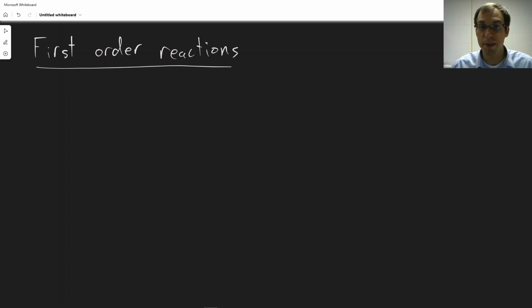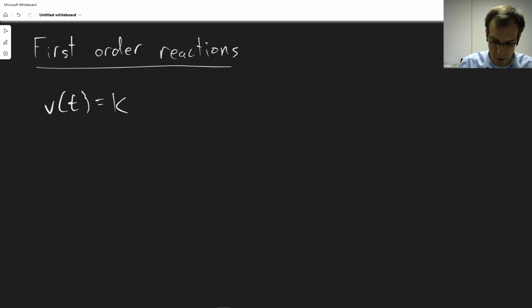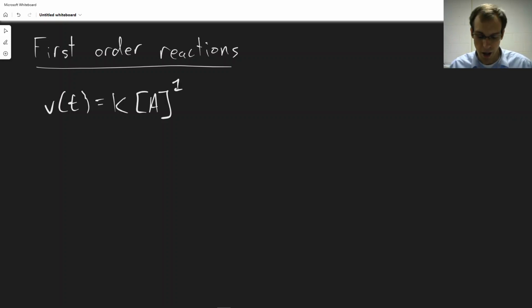Now, depending on the exponent that is in our rate law, we can classify reactions into different orders. So a first order reaction is one where our rate is equal to our rate constant times, I'm just going to use A as our reactant in this case, raised to the first power. So this is what's known as a first order reaction. Zero order would be it's raised to the zero power, meaning it doesn't depend on it. Second order we'll talk about as well, where it's raised to the second power.